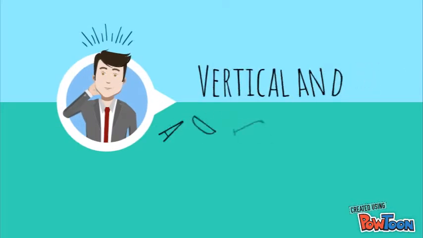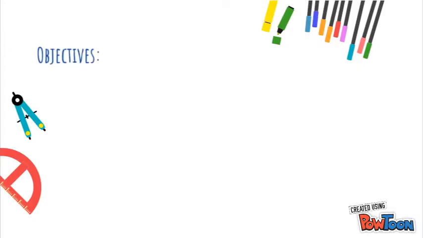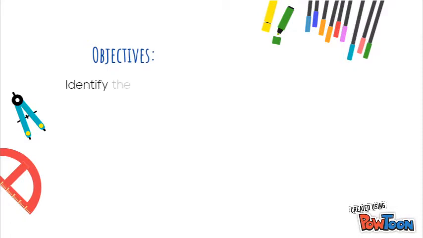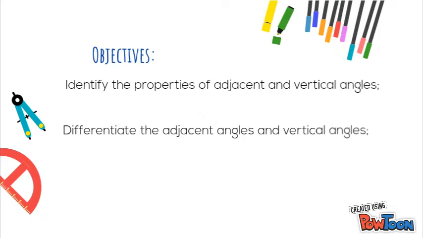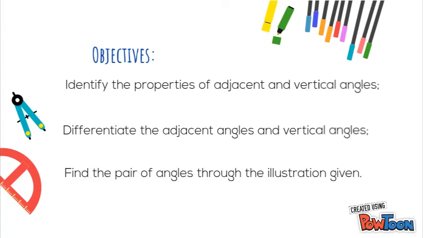Vertical and adjacent angles. Objectives: identify the properties of adjacent and vertical angles. Differentiate the adjacent angles and vertical angles. Find the pair of angles through the illustration given.